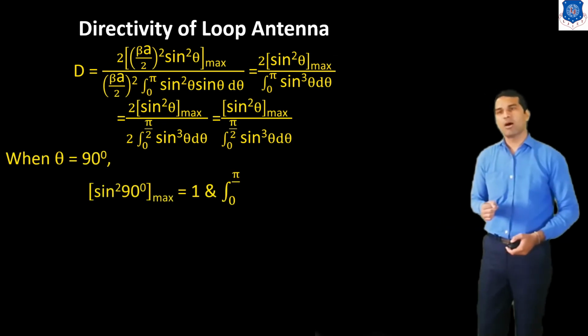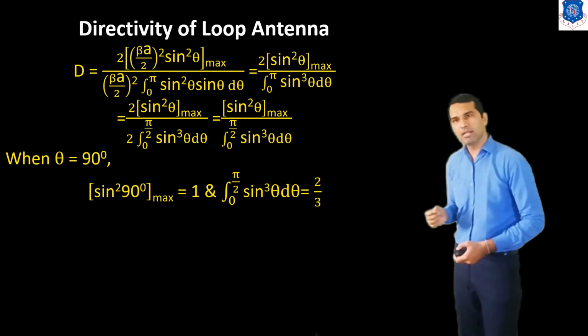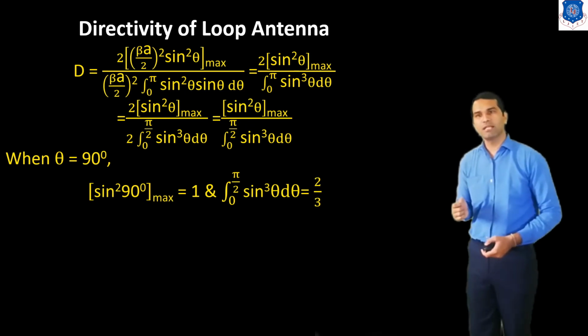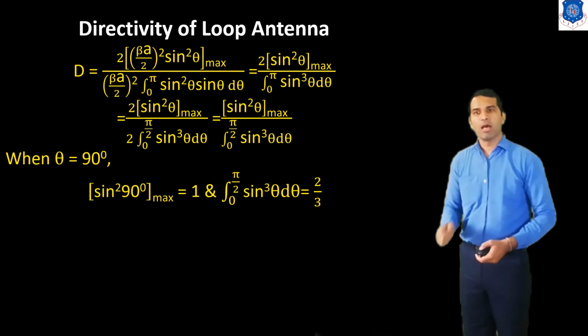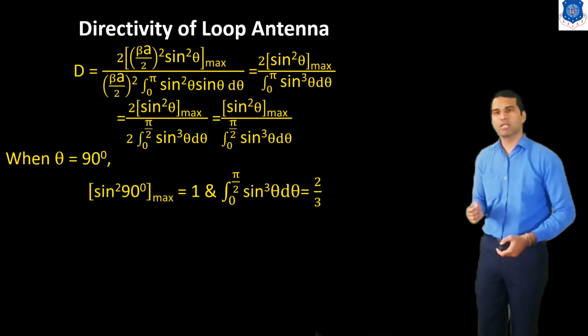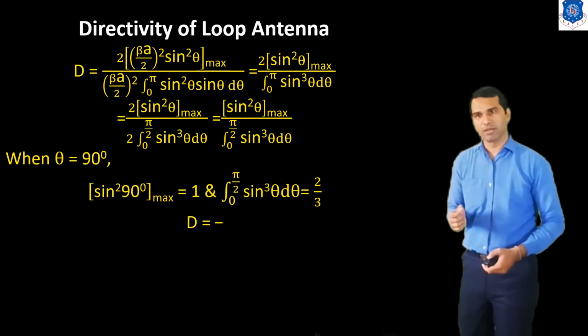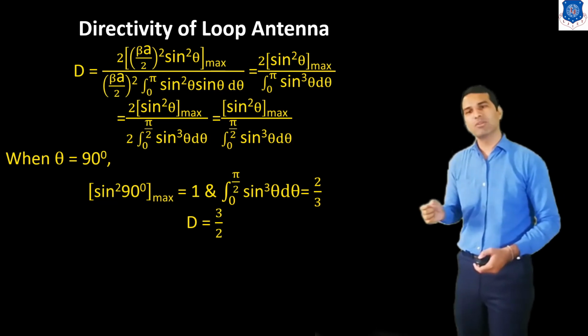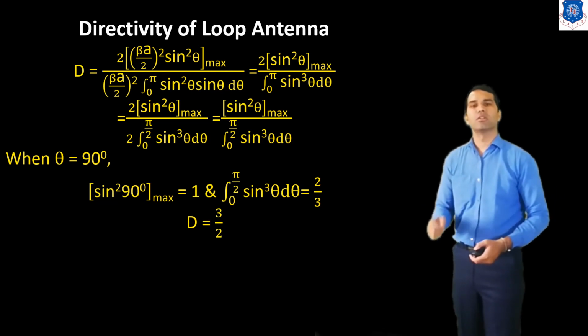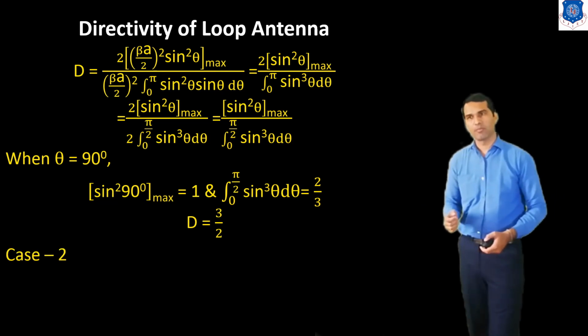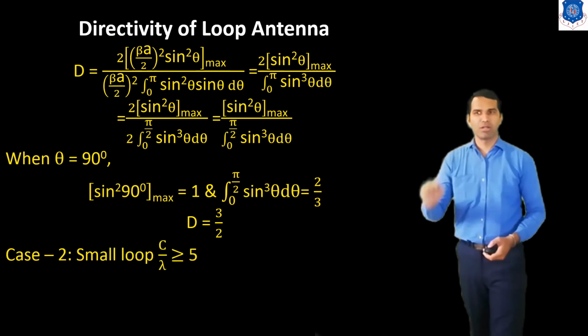Sin square theta maximum upon 0 to pi by 2 sin cube theta d theta. Now we consider when theta is equal to 90 degrees. So sin square 90 degrees becomes 1, and 0 to pi by 2 sin cube theta d theta becomes 2 by 3. So we get the directivity D is equal to 3 by 2 for the small loop antenna.